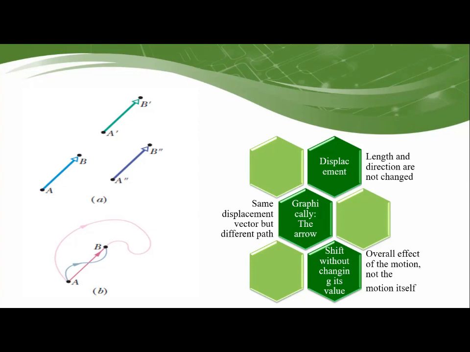The displacement vector tells us nothing about the actual path that the particle takes. In figure part b, for example, all three paths connecting points A and B correspond to the same displacement vector, that of figure part a. Displacement vectors represent only the overall effect of the motion, not the motion itself.